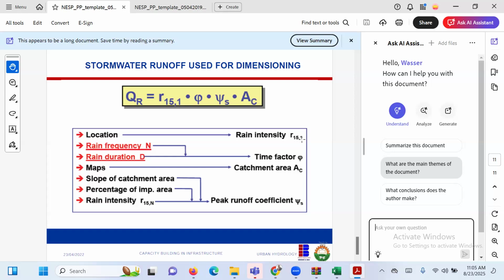Okay, so from the map, you can get the area A. What's the catchment area? Okay, then the percentage of impervious area, the slope of the catchment area, and the rain intensity are now determined using the rain runoff coefficient.